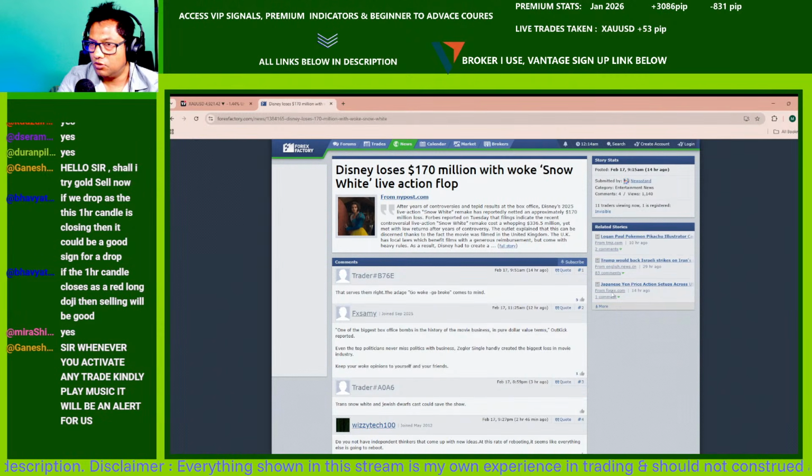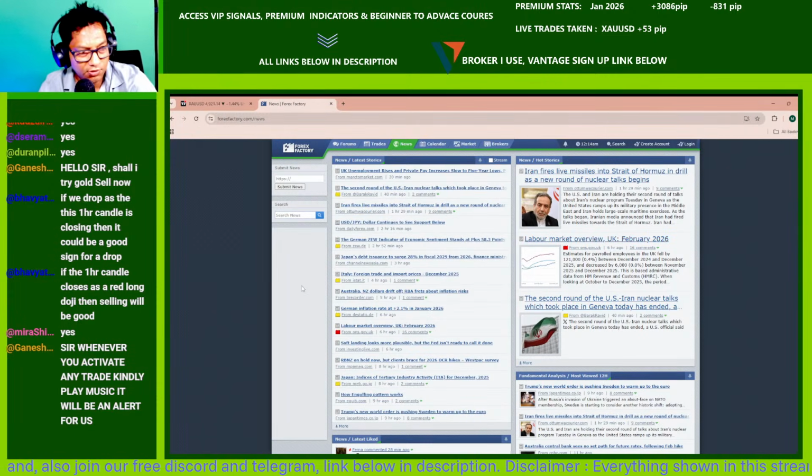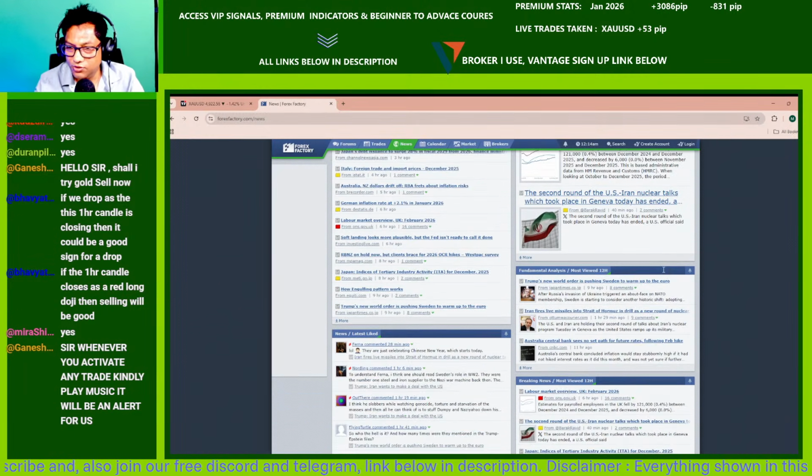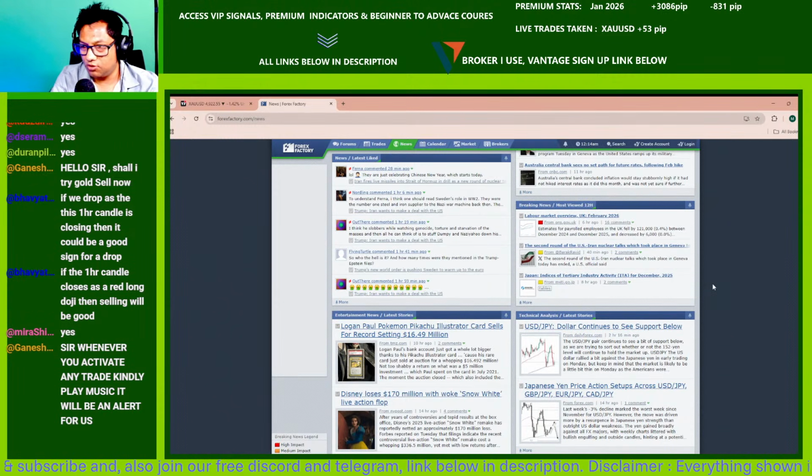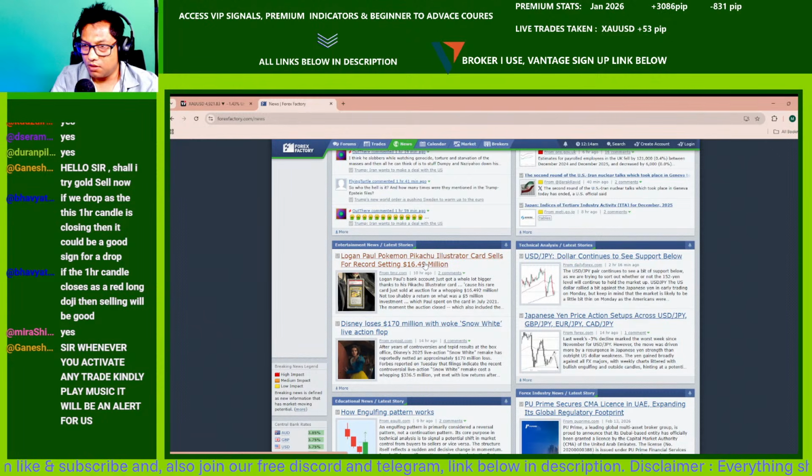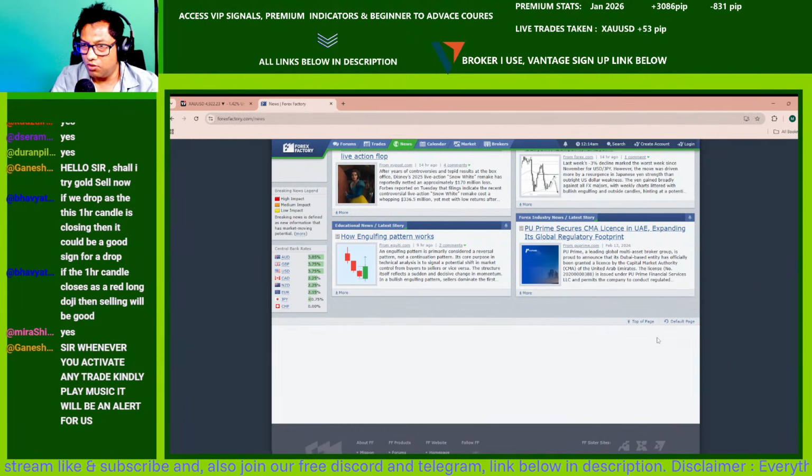It was $170 million with... okay, we are not trading the Disney, okay, but however that might be something, I don't know why this news is here, but anyway we can look at that, it's also part of the market. We can see how the engulfing pattern works.